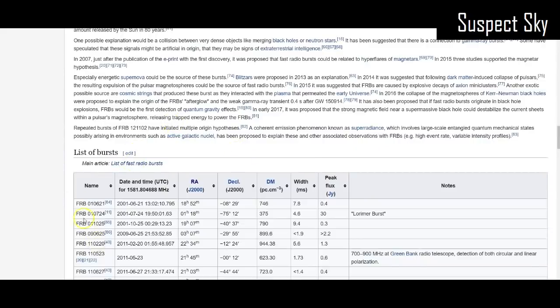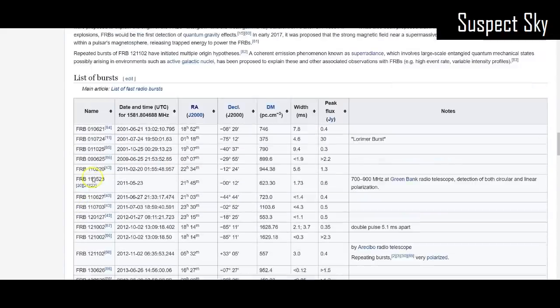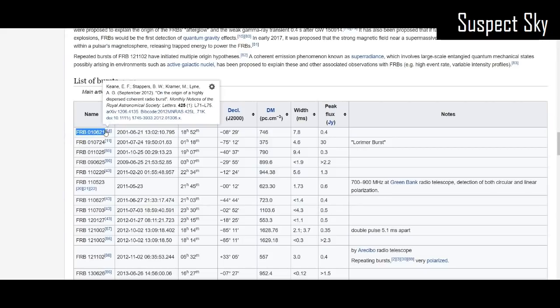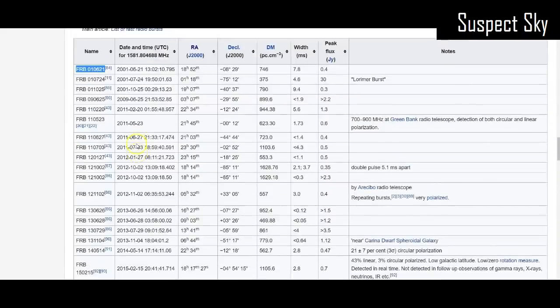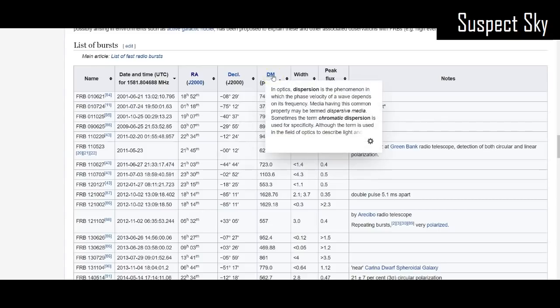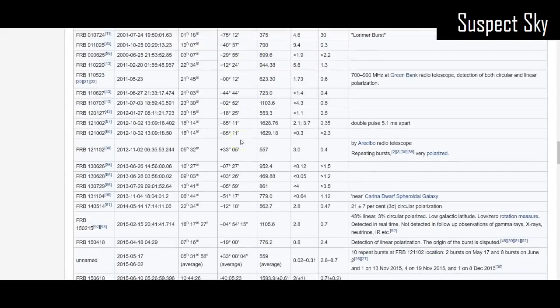In addition to listing the FRB's name, for example FRB010621, what this actually translates to is June 21st, 2001, the first detected FRB. This was not realized until late 2007. If you go through here, you'll notice that the graph has information such as dates and times, the apparent megahertz frequency at which it was detected, the right ascension and declination, as well as dispersion measure, which, if you remember, is an estimate of the distance at which these signals originated.